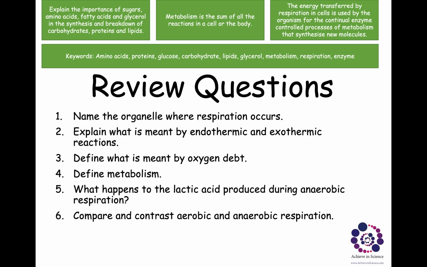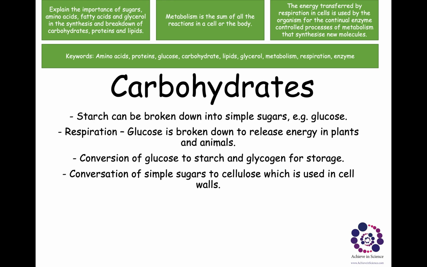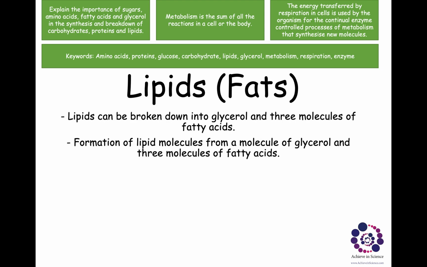Let me just go back over this. How do we get the energy to fuel metabolism, the chemical reactions? It comes from three things. It comes from carbohydrates, when starch is broken down to simple sugars. Respiration, when glucose is broken down to release energy, gives you energy for the chemical reactions. Proteins, when proteins are broken down into amino acids. I want you to copy that line. Lipids, when lipids are broken down into glycerol and three molecules of fatty acids.